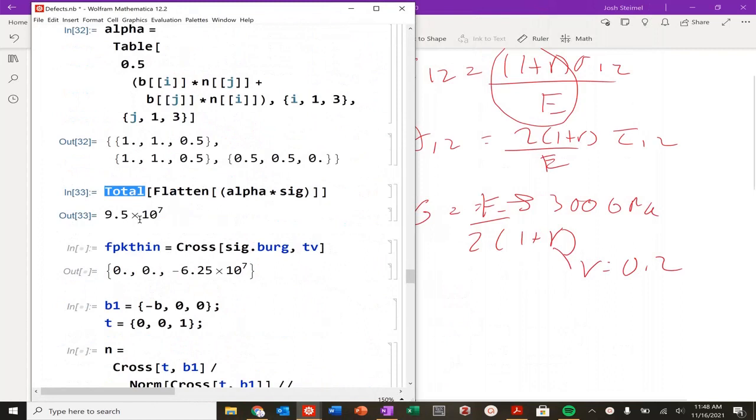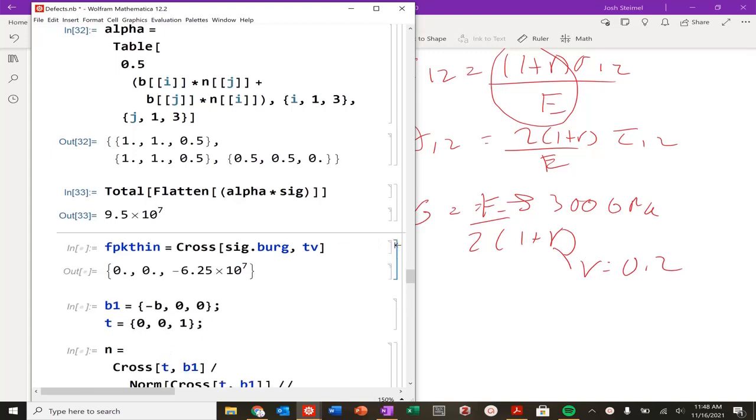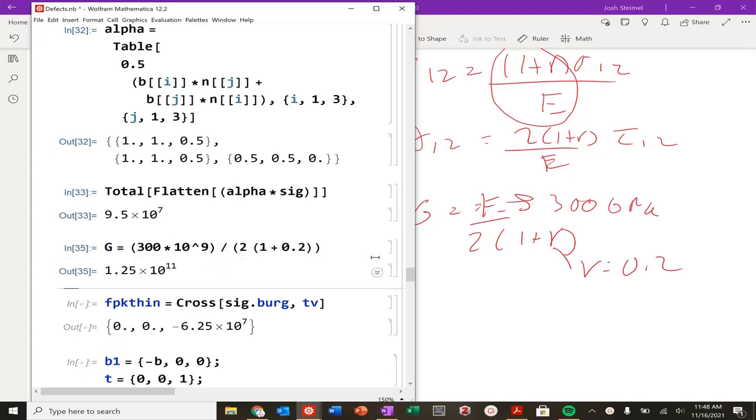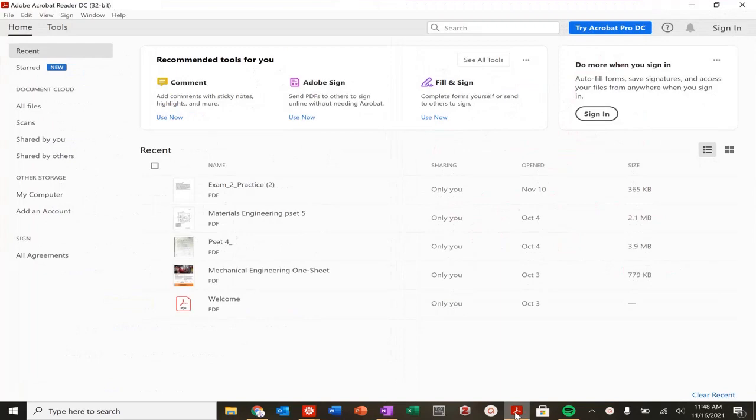So we have our critical or resolved shear stress, so let's go ahead and start to calculate this out. So let's say that G is equal to Young's modulus, which is 300 times 10 to the 9, divided by 2 times 1 plus 0.2. Again, this is just a generic value for ceramic. And then I could solve for, and again, let's go back. Actually, we can hopefully see our notes.